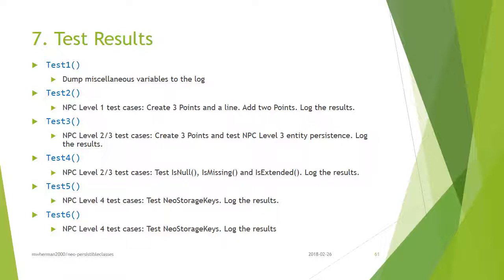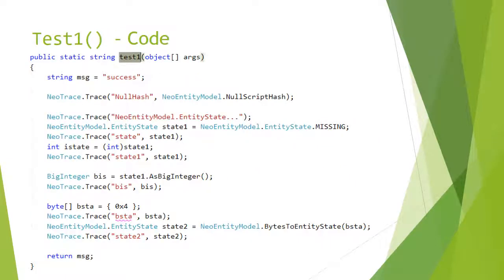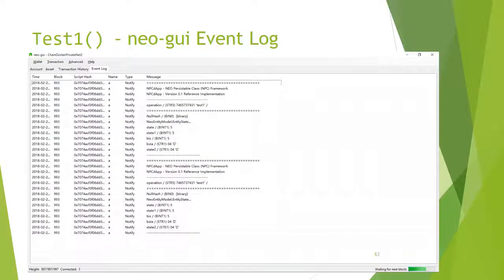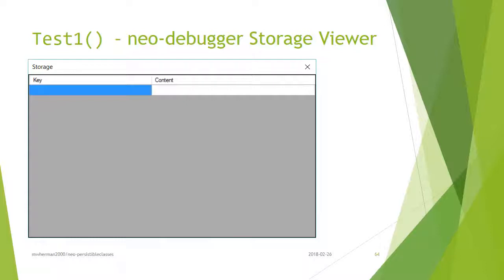So let's look at some test results. So part of the NPC DAP is these 6 test cases that can be executed. And we'll go through each one of them and explain them, I guess, as we go. By looking at the test cases, you'll be able to see the style of object-oriented programming that's supported. You can appreciate the nice clean syntax. All of these calls, for example, to neo trace.trace end up in the event log. Those methods don't do anything with storage, so nothing happens in storage. This is just there for completeness.